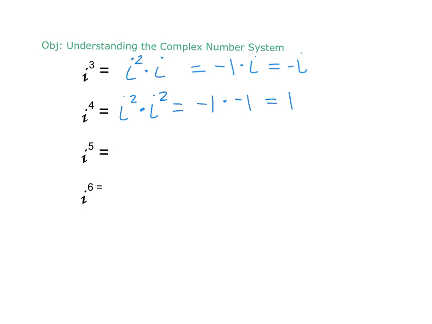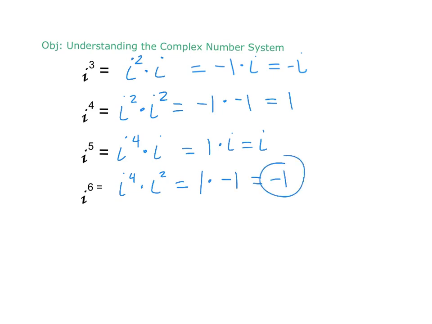How about i to the fifth? Well, i to the fourth was 1, right? So let's do i to the fourth times i. 1 times i is i. i to the sixth, pause, see if you can figure it out. i to the fourth times i squared. i to the fourth is 1. i squared is negative 1, so we get negative 1.